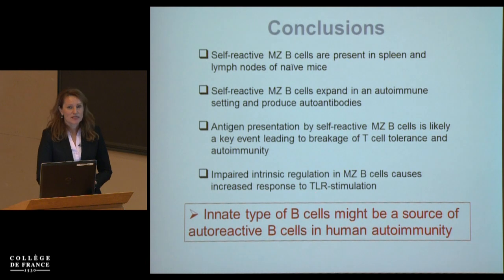So the take-home message is that innate type of B cells might be a source of autoreactive B cells in human autoimmunity. And maybe possibly, instead of depleting all B cells like with rituximab, maybe we can find an antibody or some way to just target the self-reactive B cells, because then you would limit the side effects from when you're using the whole depletion of B cells. So you could just get rid of the autoreactive B cells.